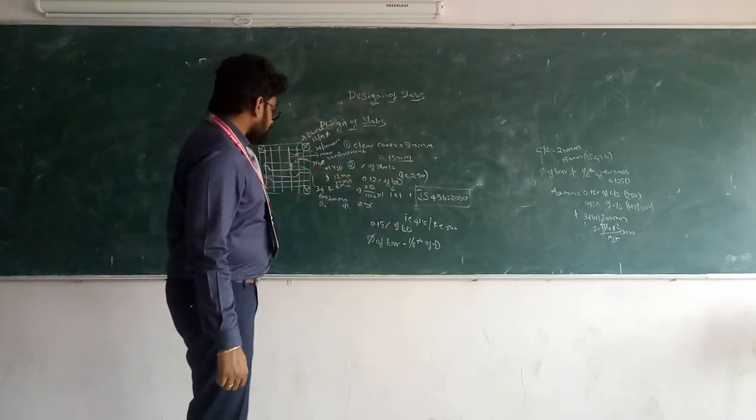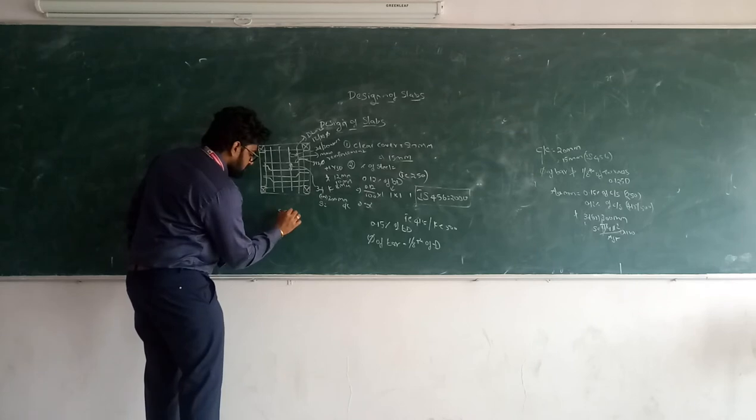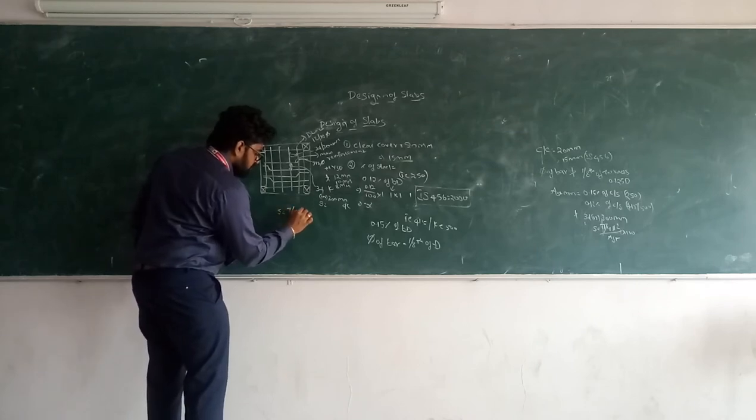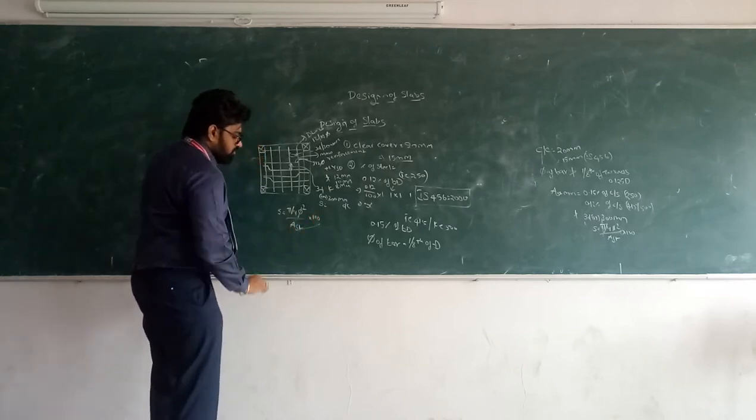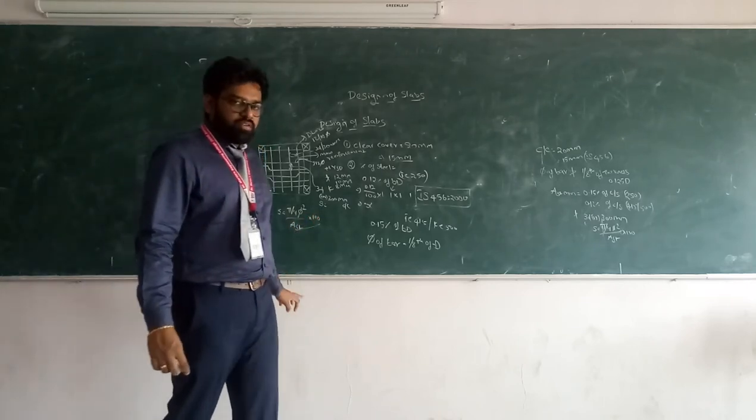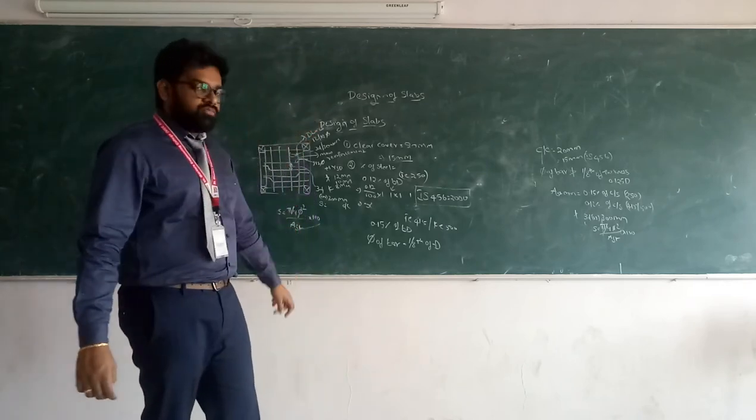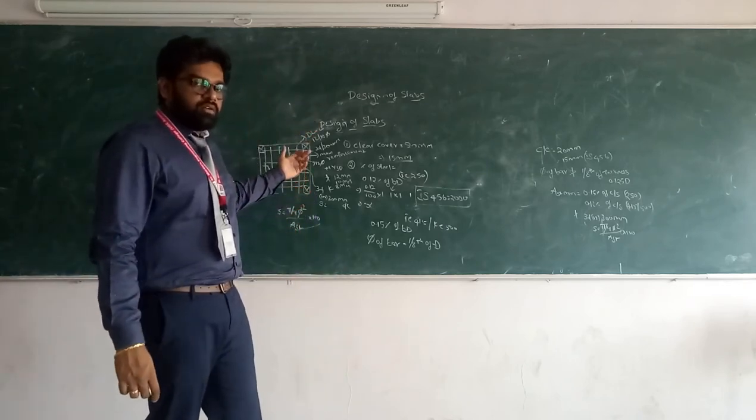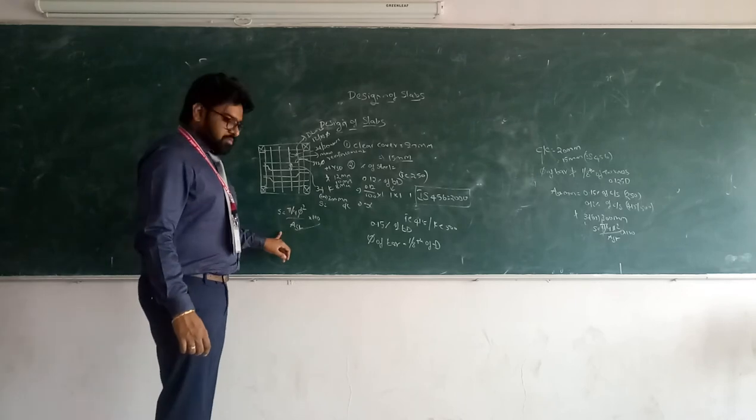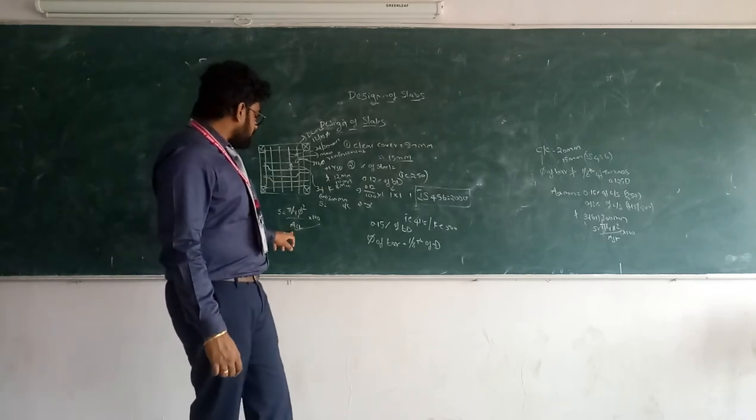Next, spacing. How will you find the spacing? Spacing equals (π/4 × diameter of bar squared × base) divided by Ast. This is a formula we have been told in clause 26.4. Ast is the area of the steel, what we got according to the bending moment. We will get the Ast.